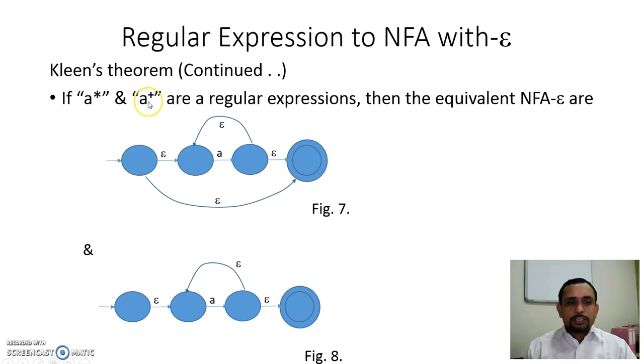Similarly, for A plus, which means one or more repetitions of A, we need to remove just this transition from the NFA with epsilon moves. The resultant NFA with epsilon moves is this, that is, for a single occurrence this path will be followed, whereas for multiple occurrences of A, this state will be traversed. From this state we will traverse to this state again in order to repeat A.